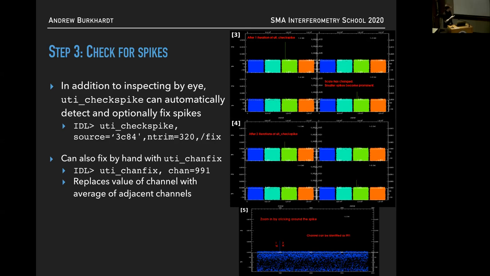Instead of having this find the spikes and then fix them by hand, you can also do this using UVCHAM fix. So if you zoom in, that's what this is here, and there's a little spike here. If you zoom in, you can determine that this is channel 991. You can then run UVCHAM fix on 991, and it'll fix it. The rough way it does it is it looks at a few of the channels around it, and it tries to find an average value that would be consistent with a smooth feature going across here, instead of whatever the spike we're seeing here is.